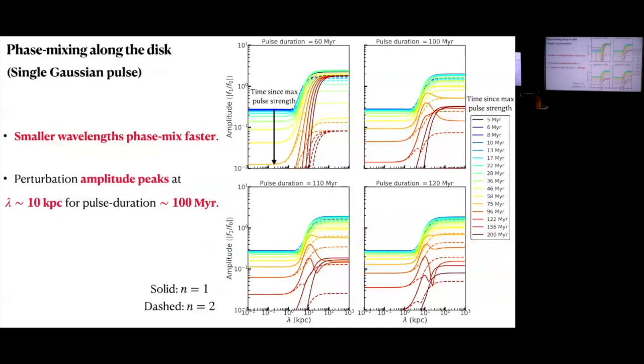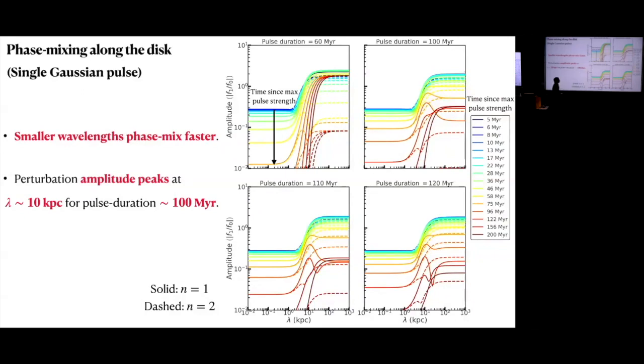So now I've talked to you about the vertical phase mixing. That is what is giving rise to the snails in the action angle space in Z. But these perturbations are there also along the disk. So what about the phase mixing along the disk? Here what I'm plotting is the amplitude of that perturbation as a function of the wavelength for different times since the pulse reaches its maximum strength. From blue to red, we have different times.